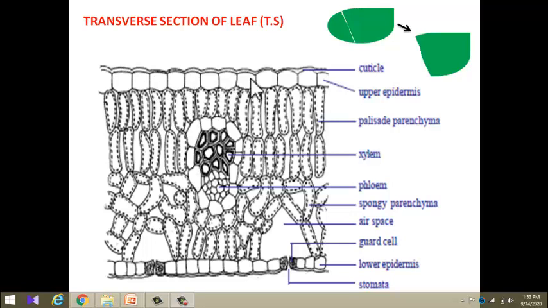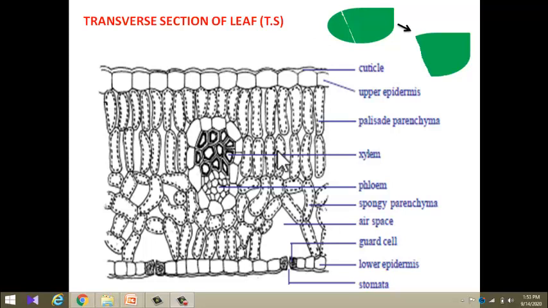Upper surface is covered by upper epidermis, lower surface is covered by lower epidermis. Both the epidermis are covered by a waxy coating called cuticle. The role of cuticle is to prevent water loss from the surface of the leaf.